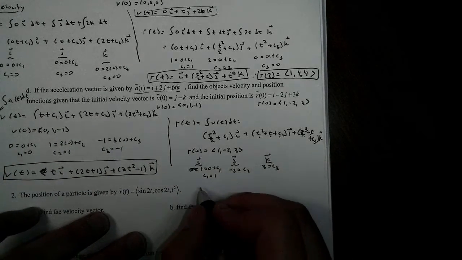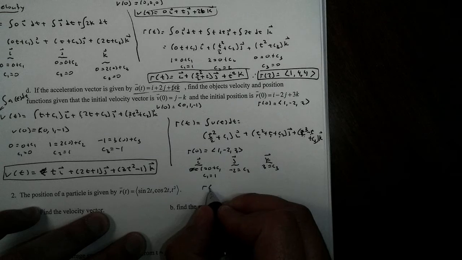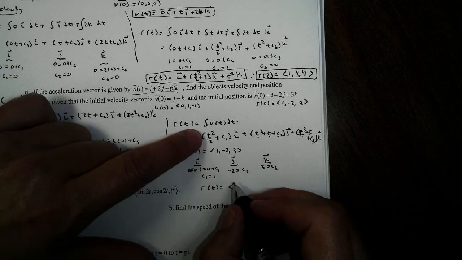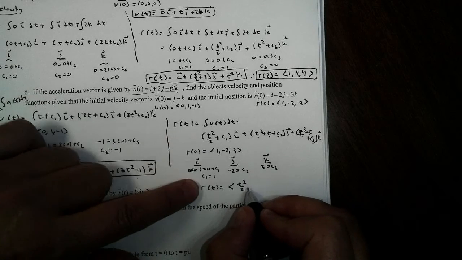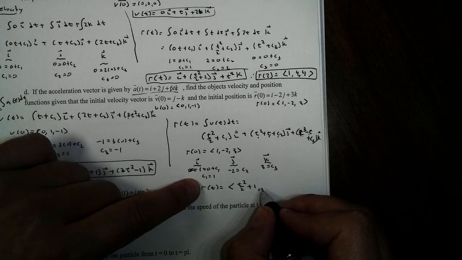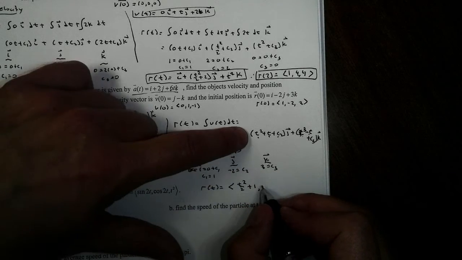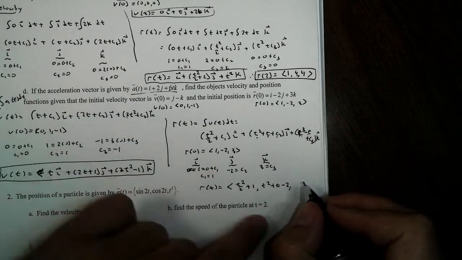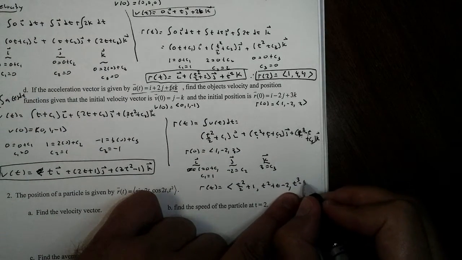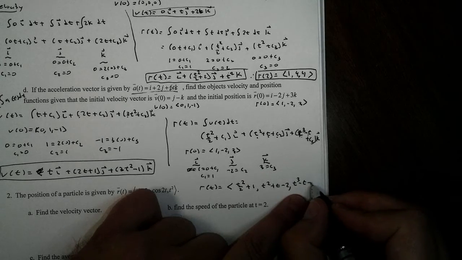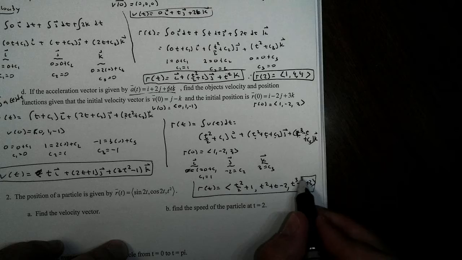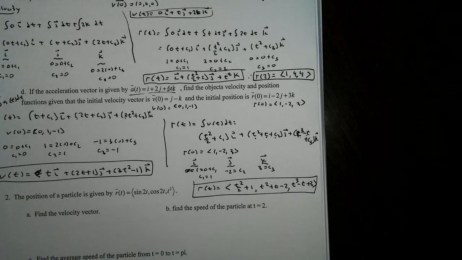And then I can write out my position vector. I'm going to write this in chevron form. Why not? So this is now going to become t squared over 2 plus 1 in my i, t squared plus t minus 2 in my j, and I get t cubed minus t plus 3 in the k direction. And there is our position vector.